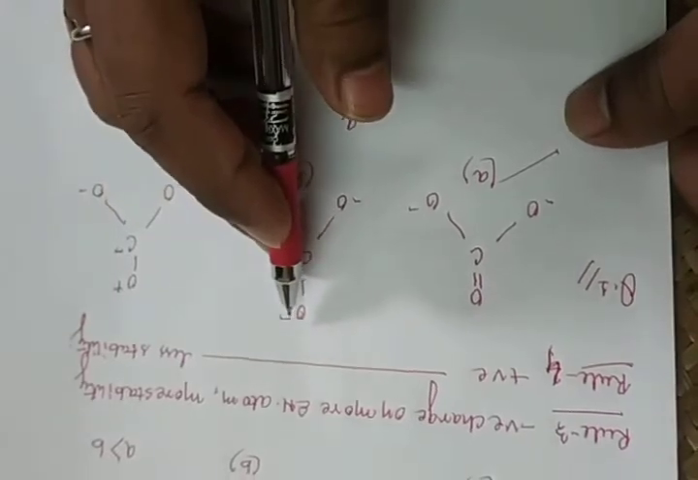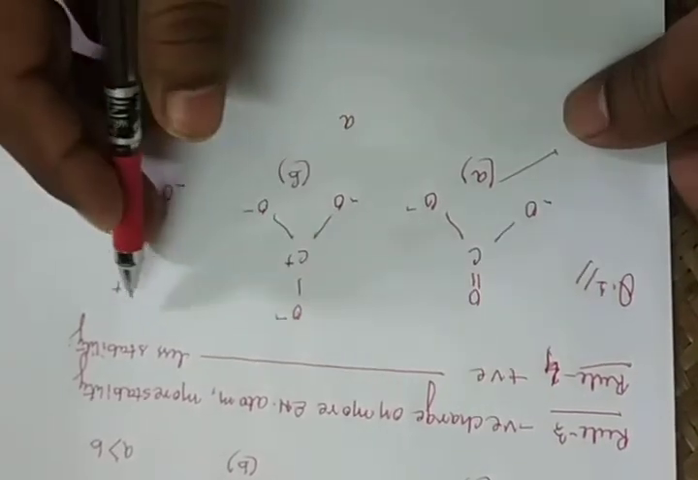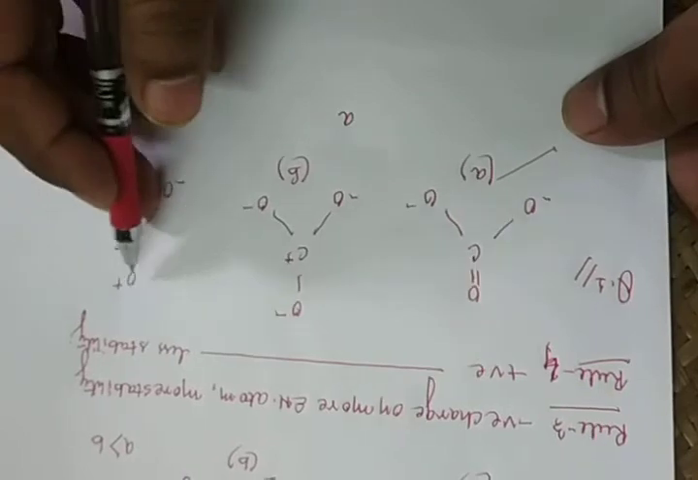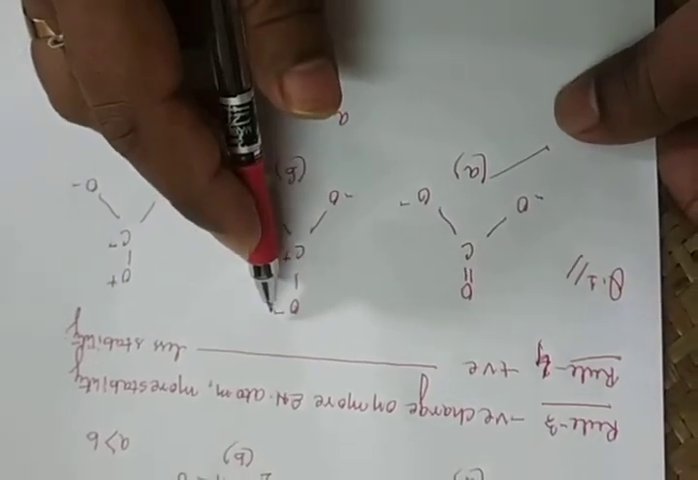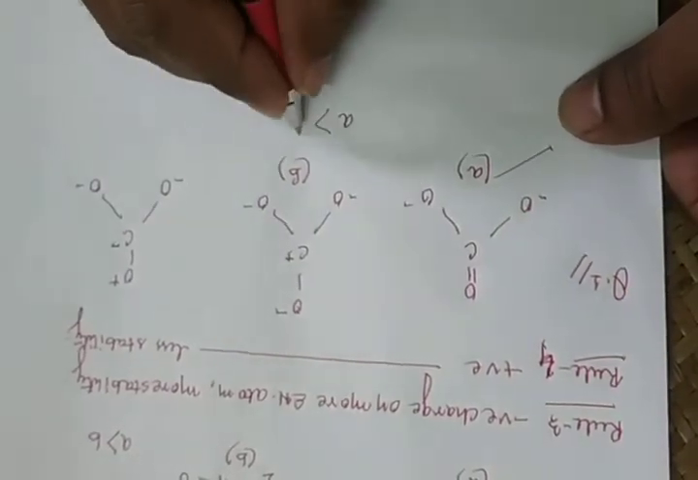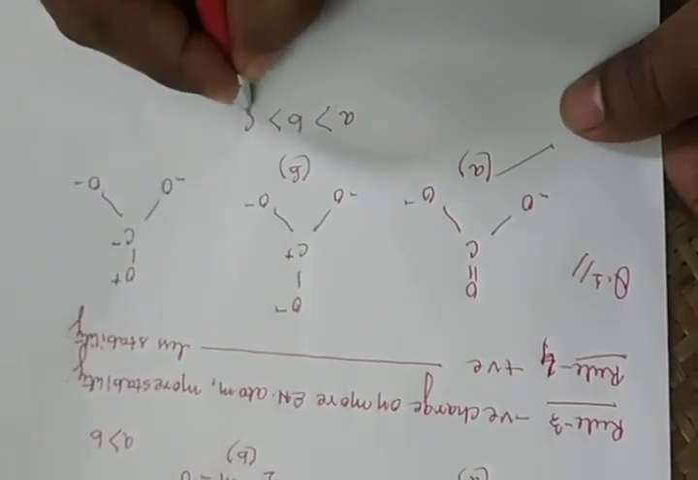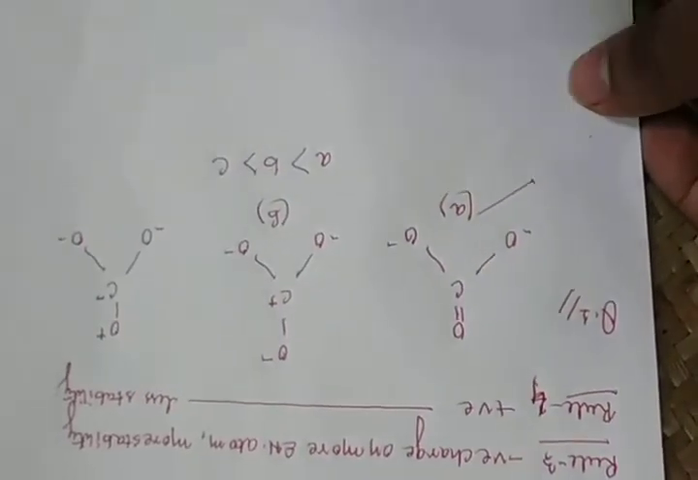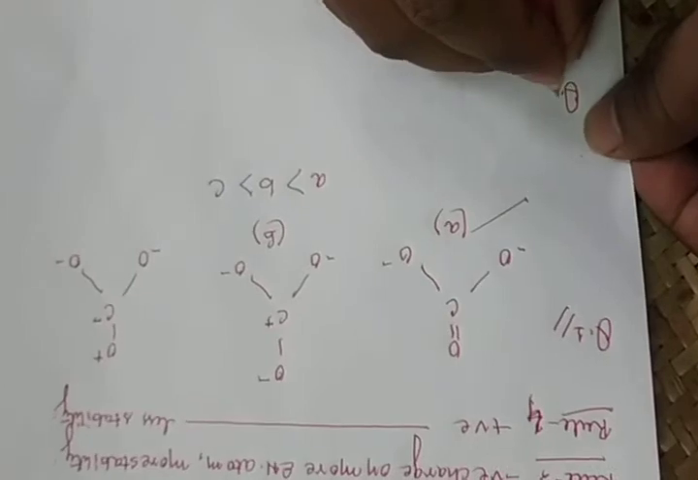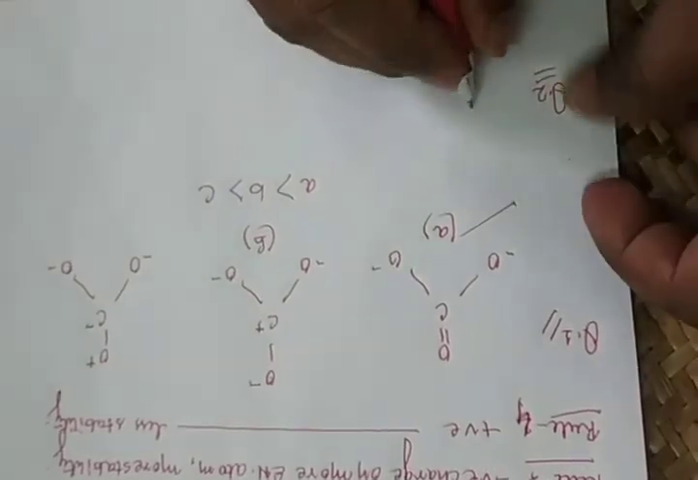Look, negative charge on more electronegative, and positive charge on more electronegative shows less stability. It means oxygen contains negative charge. It means B is more stable than C. Clear?